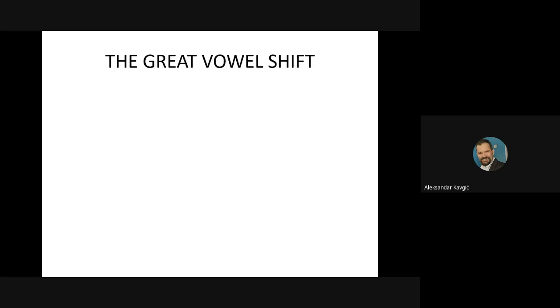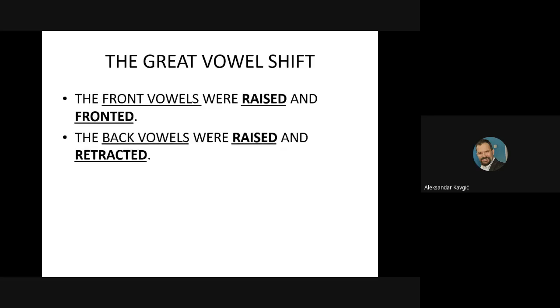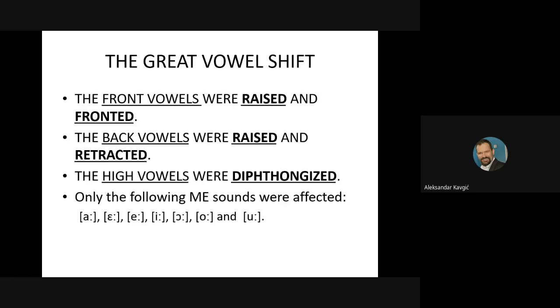Generally speaking, this is how it happened. The front vowels were raised and fronted, back vowels were raised and retracted, and the high vowels, because they couldn't be raised, they're already on top of the vowel chart, have to move into the center of the vowel diagram, so they become diphthongs because they cannot go up. And it affected, as I mentioned, the monophthongs of Middle English. Seven of them are actually all front and back vowels, all of them.